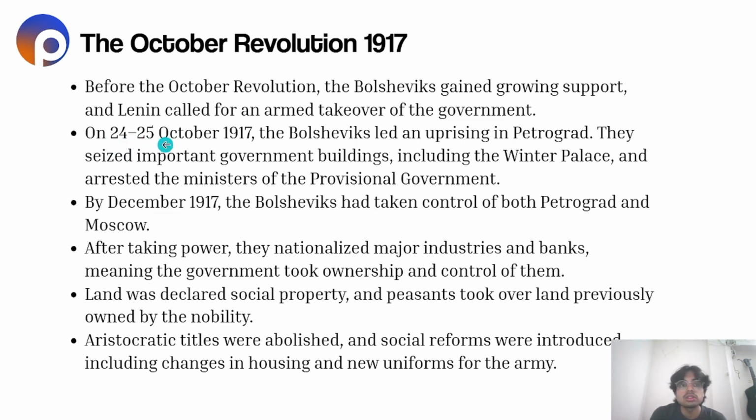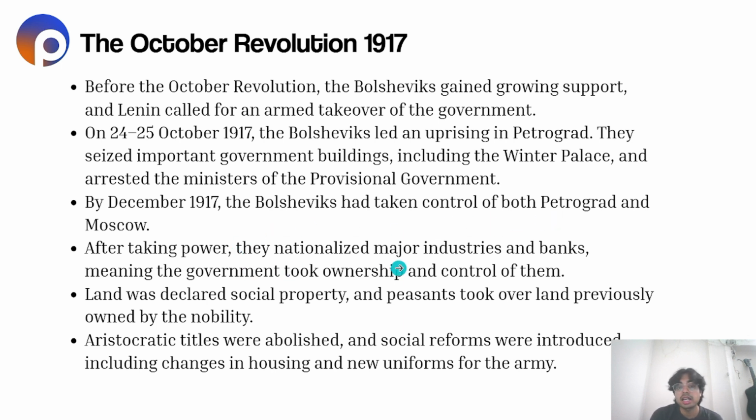So between 24th and 25th October 1917, the Bolsheviks led an uprising in Petrograd. They seized the important government buildings, including the Winter Palace, and arrested the ministers of the provisional government. Under Lenin, the Red Guards were working, and they basically wanted to overthrow the provisional government. By December 1917, the Bolsheviks had taken control of both Petrograd and Moscow.